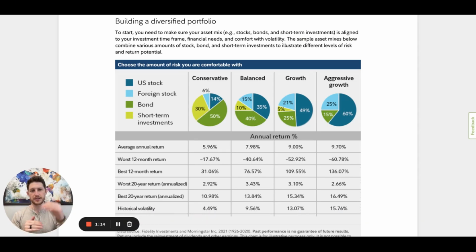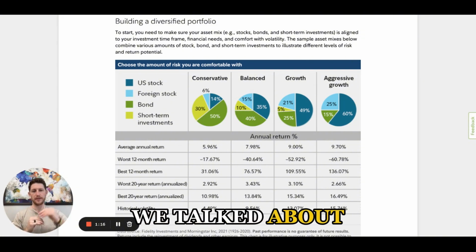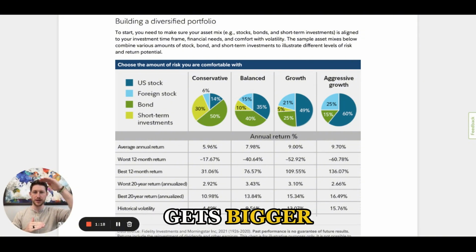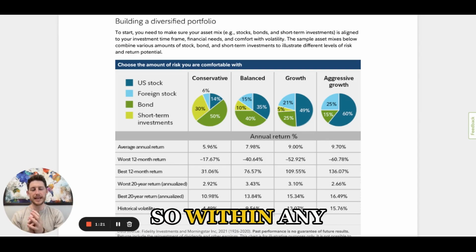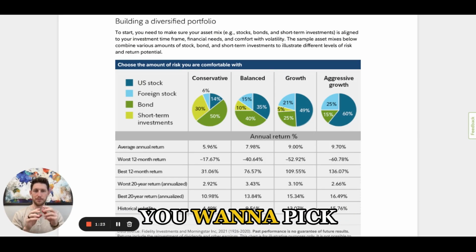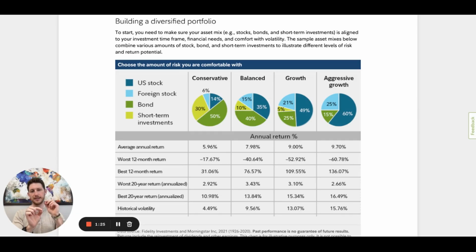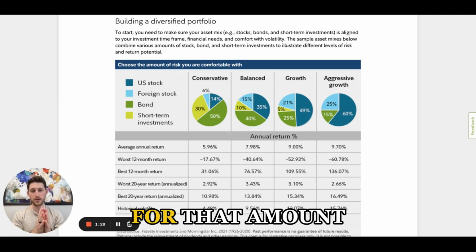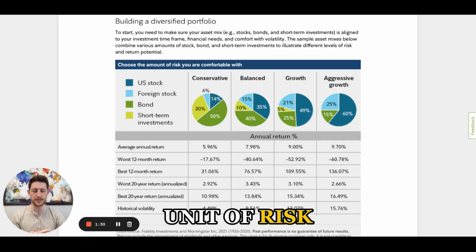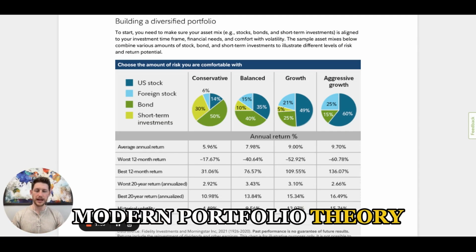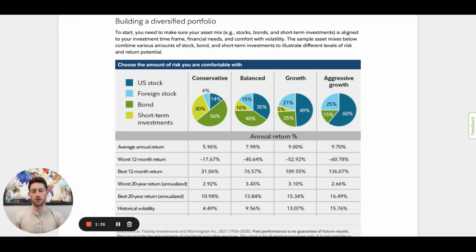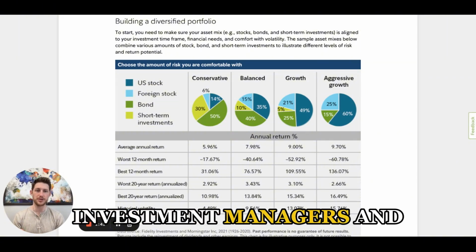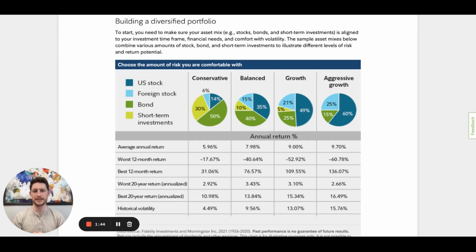As you decrease risk, that range we talked about gets smaller; with higher risk, the range gets bigger. So within any specific amount of risk, you want to pick the investment that has the highest return potential per unit of risk. That's where modern portfolio theory comes from, and it is the basis for a lot of the portfolios and how investment managers and advisors usually manage these types of accounts.